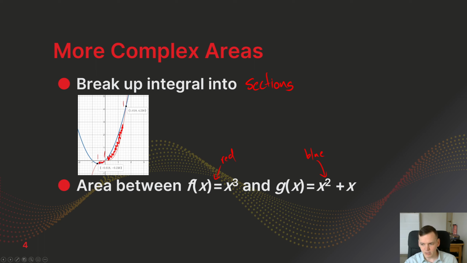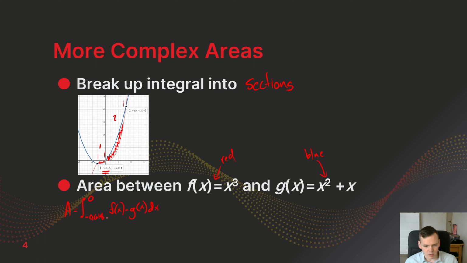And so when we actually go to integrate that, we apply that idea. The area is going to equal the integral from negative 0.618, which is the intersection of the two, and I'm pulling it off the graph right here, to 0 of f of x, the red line, minus g of x. That takes care of this first part.